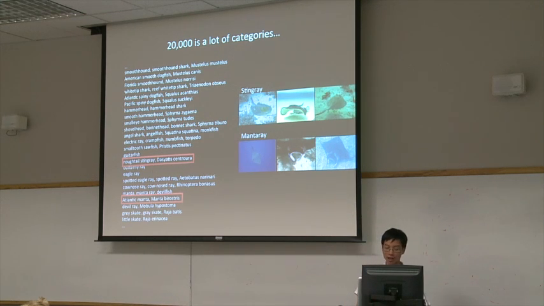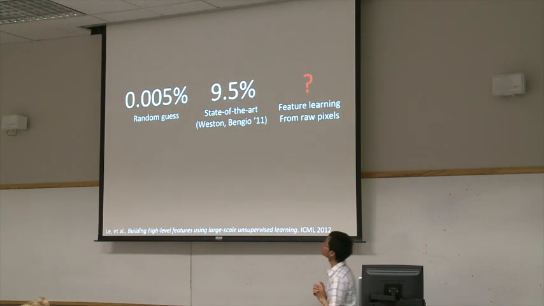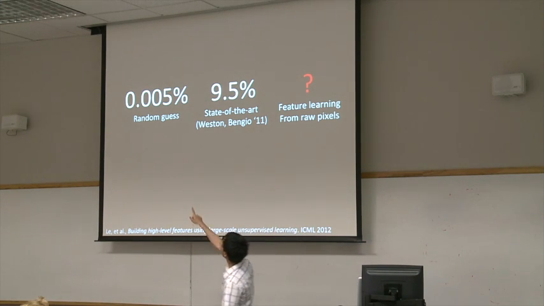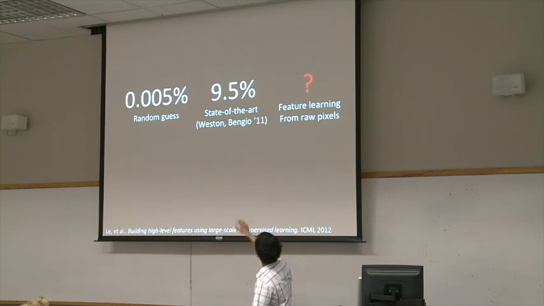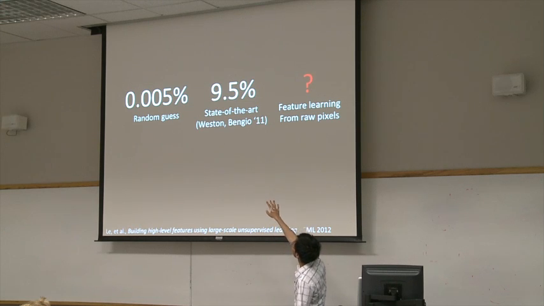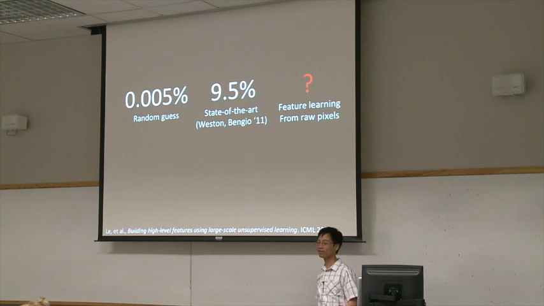Okay. So because it's very challenging, a random guess doesn't get you very far. It will give you 0.5% if you guess randomly what category it is from. Computer vision with a lot of engineering effort seems to work pretty well. It moved from that number to 9.5%. So that's pretty good.